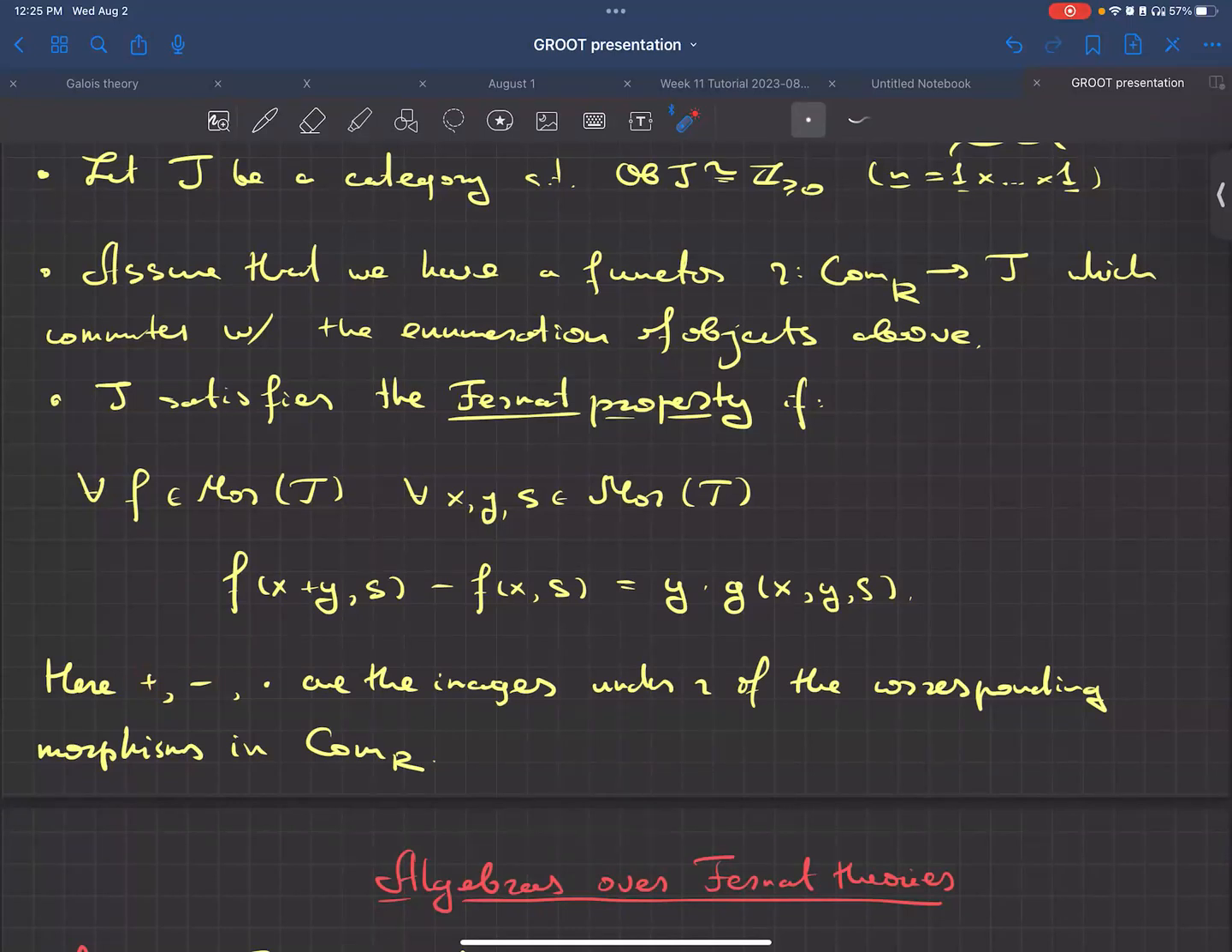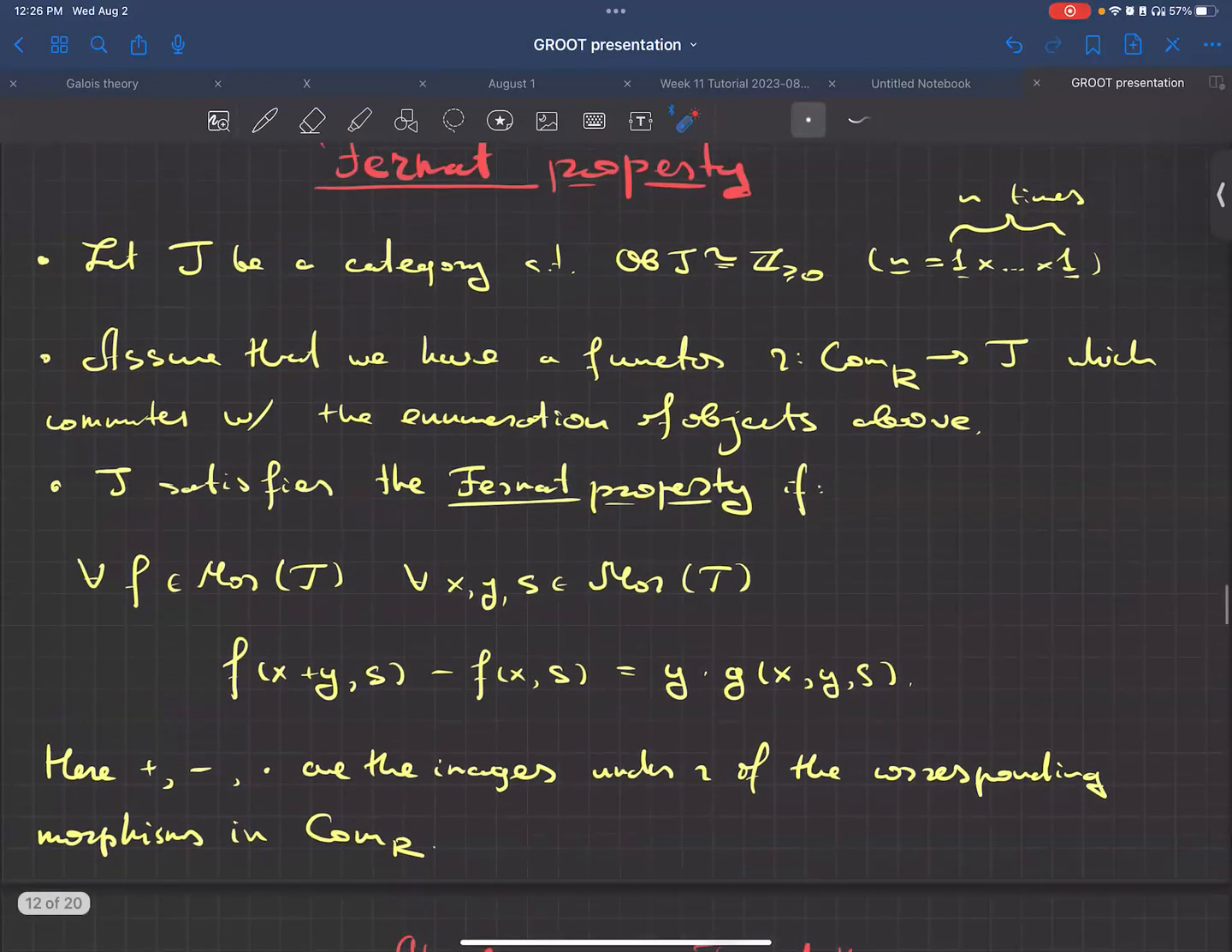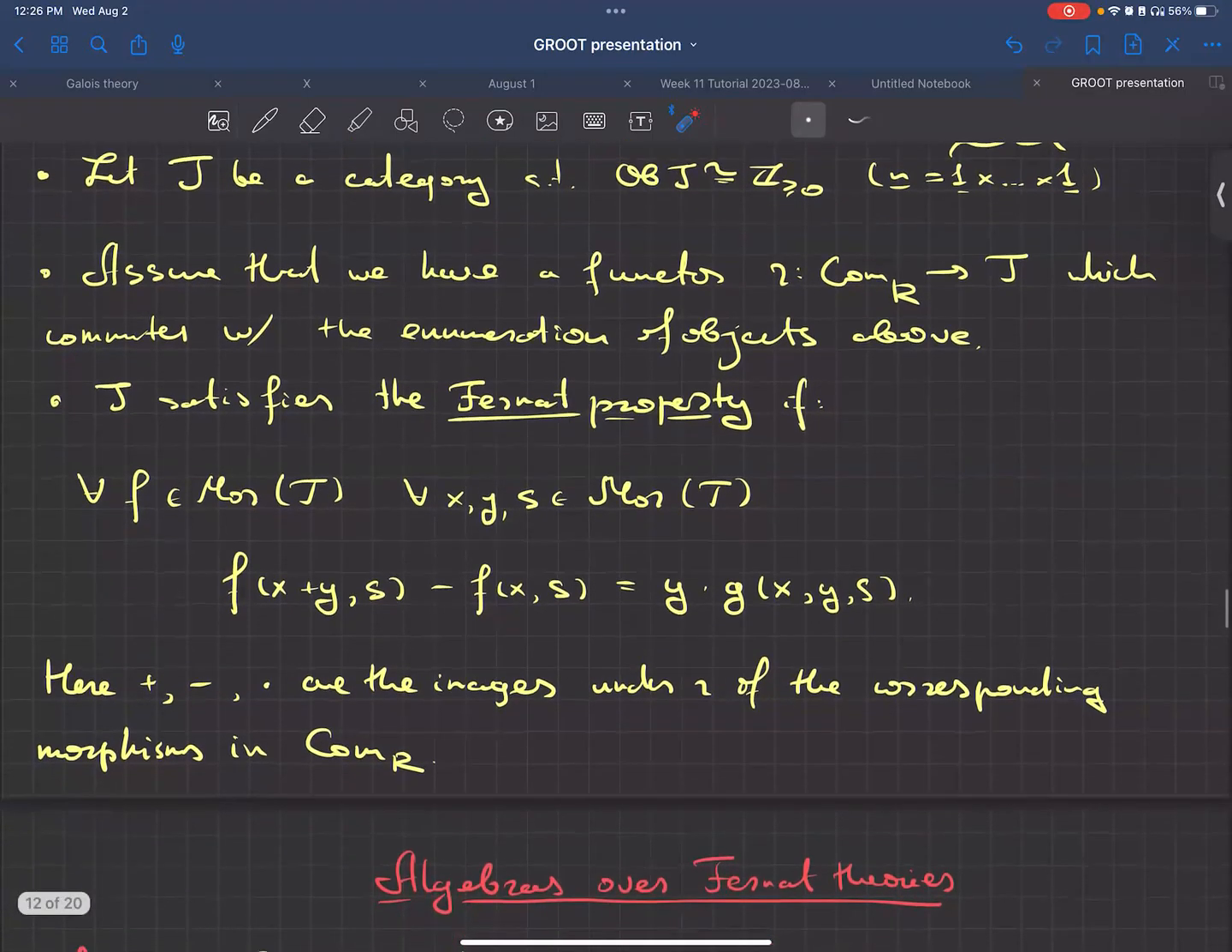Here plus, minus, and the product come from the theory COM-R. So we had these polynomials as morphisms in COM-R, and we have their images under the functor iota inside of the category T. So this is a valid identity on morphisms, and this is called the Fermat property. Essentially what this property tells us is that we can form Taylor expansions of morphisms in our category. That's the rough idea of what the Fermat property is.